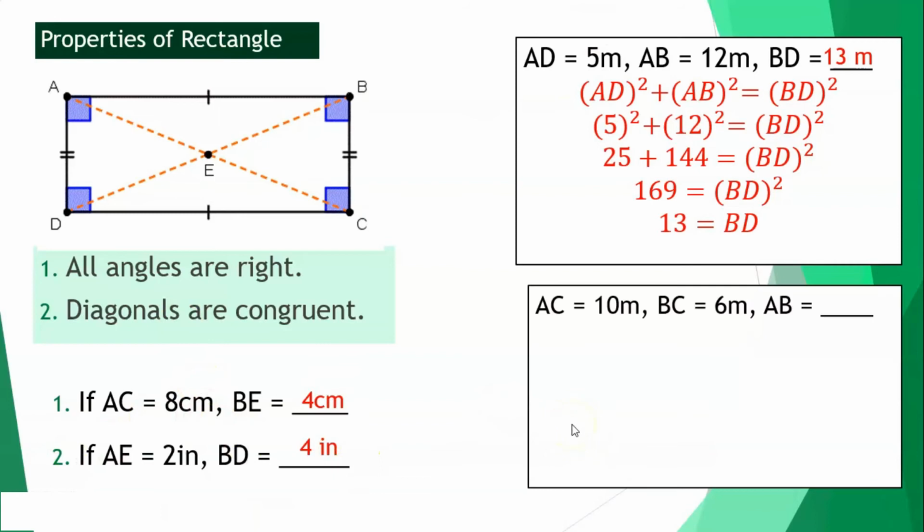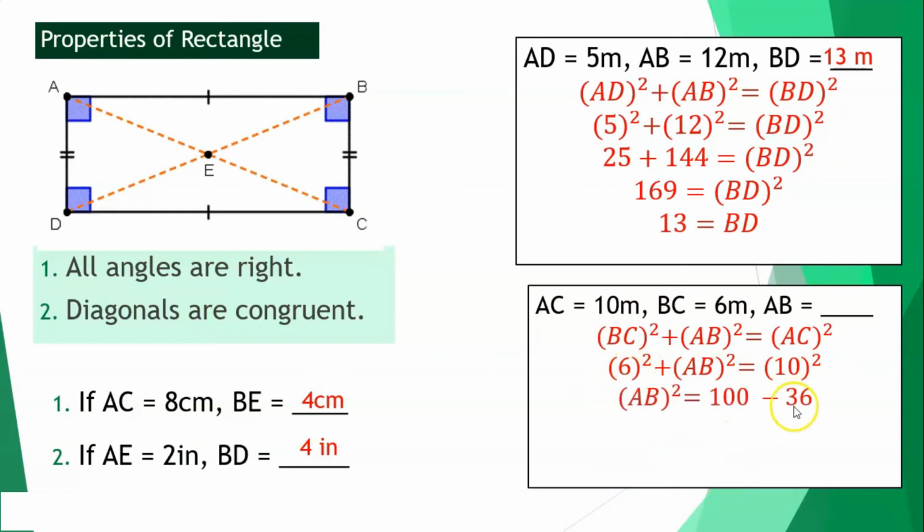Okay, another. AC here is 10 meters and BC here is 6 meters. Find AB. Take note, it's still forming a right triangle. So that would be BC squared plus AB squared equals AC squared. Substituting, we will get this. Transferring 6 squared to the other side, that would become 64. Getting the square root, our AB is 8 meters. So take note, we have to make use of the Pythagorean theorem.